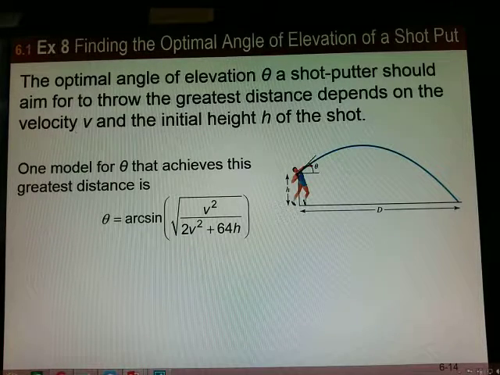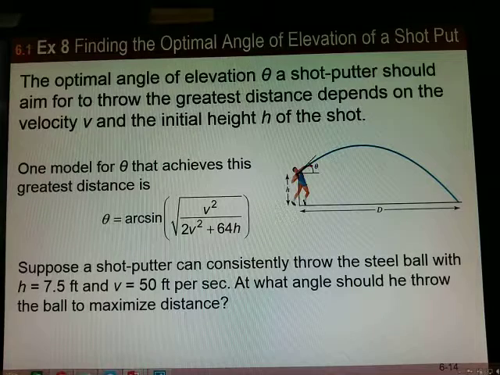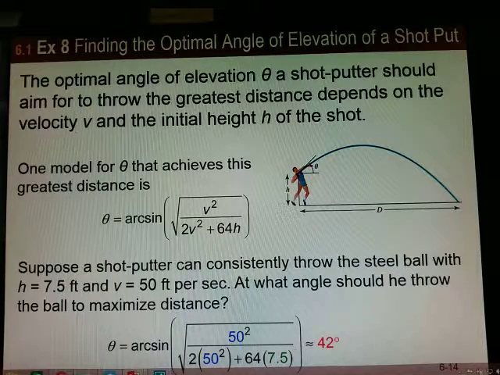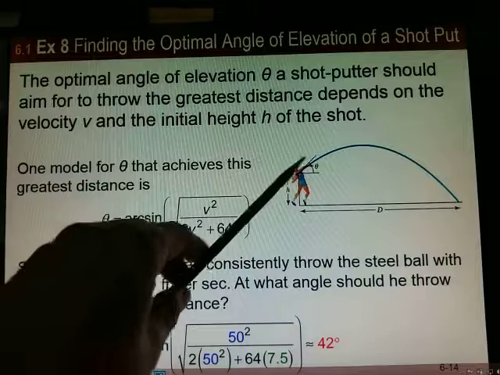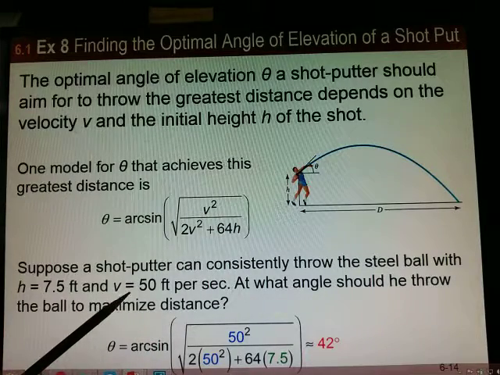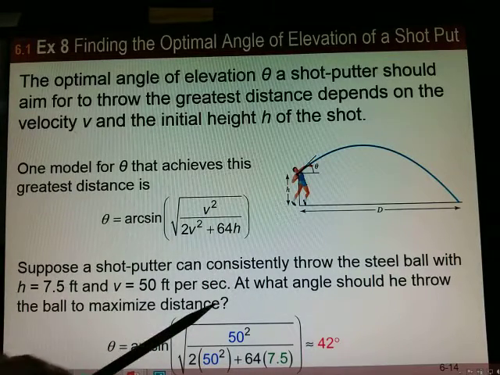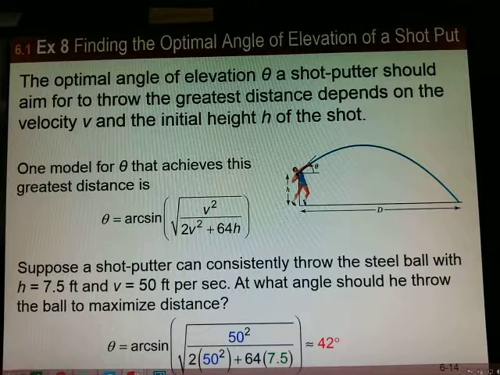For this problem here, you do not need to memorize the formula. This one was mainly to discuss with you guys the best way to type this into the calculator. This is somebody throwing the shot put, what would be the optimal angle for him to throw this ball at. So his height here is 7.5 feet, where he's releasing the ball, and the initial velocity is going to be 50 feet per second. At what angle should he throw the ball to maximize his distance?